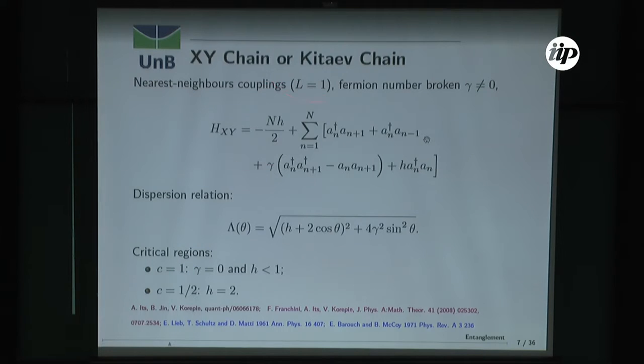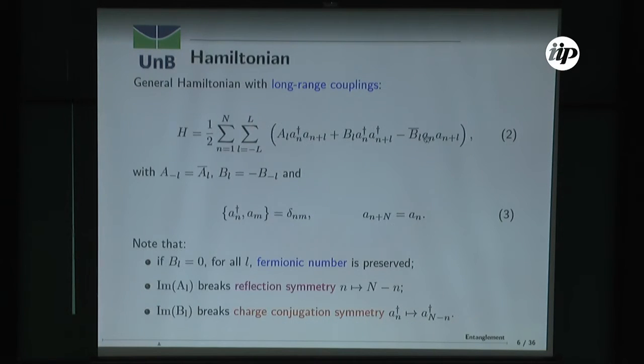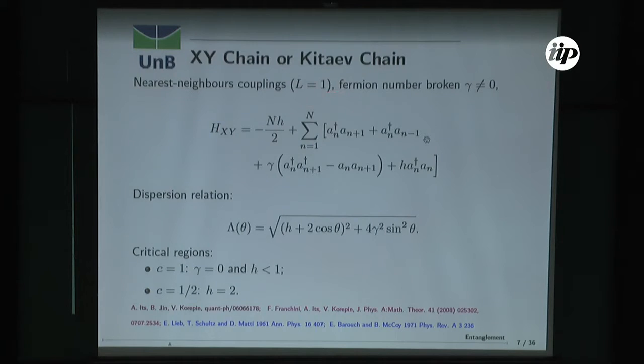For instance, if capital L here is equal to 1, then I have nearest neighbors coupling, and if I have a gamma, I have the superconductor term. It used to be known as the XY chain. Now people are calling it the Kitaev chain. I don't know why, but anyway. This was the first time I heard of it. I mean, I know this paper by Lieb, Schultz and Mattis. There is an S missing. So this is the known Hamiltonian. I mean, we learn it in school. And this is the dispersion relation. The known one depends on h and gamma, which are the parameters of the system.